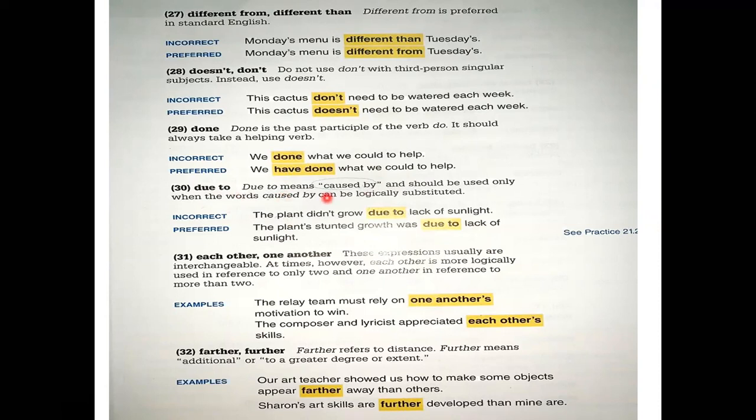Due to. Now, due to means caused by and should be used only when the words caused by can be logically substituted. So try to replace due to with caused by, or caused by with due to. And if it still makes sense, then it means that you have used it correctly. For example, the plant did not grow caused by lack of sunlight. And I can write it like this: the plant did not grow due to lack of sunlight. Sorry, this is the incorrect way. The plant's stunted growth was due to lack of sunlight.